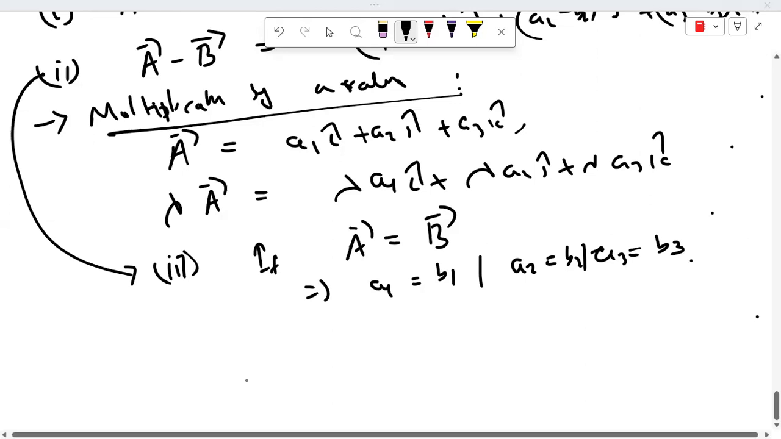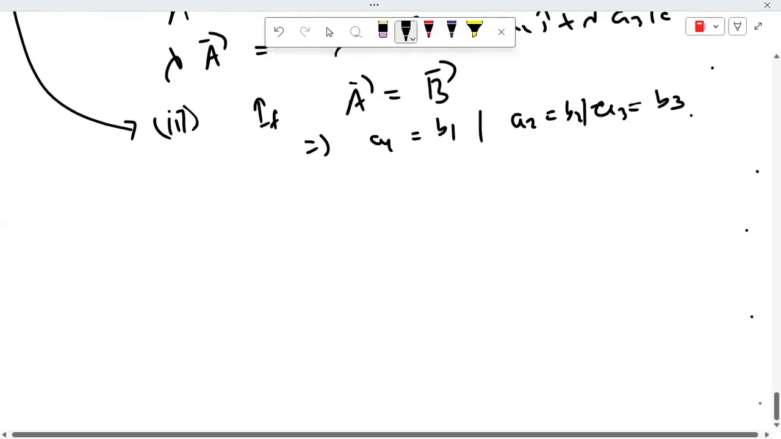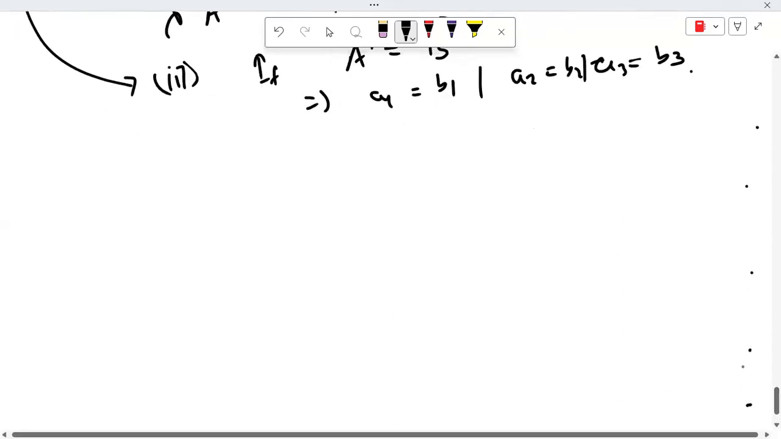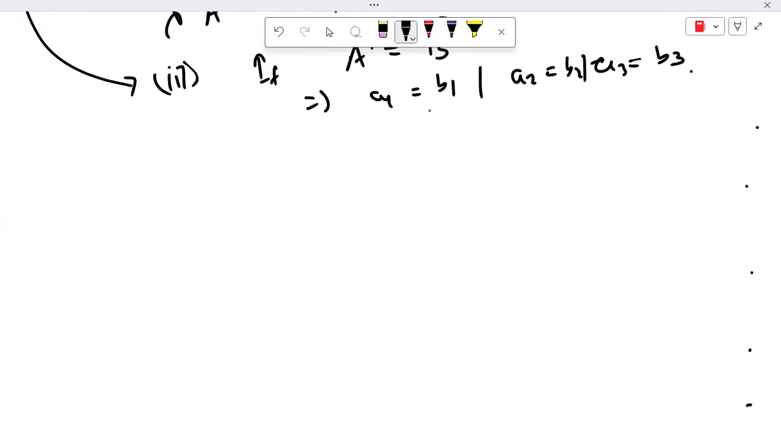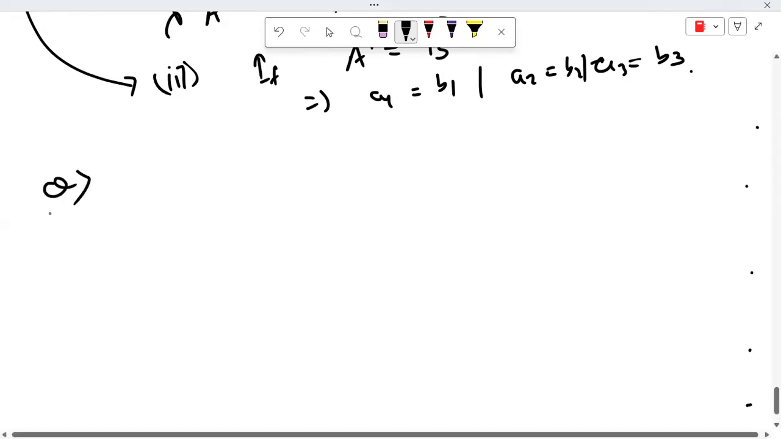Done, everyone? Yes or no? These are the basics of vectors. Vishita, Taha, Zara, any doubts? No, sir. Okay.